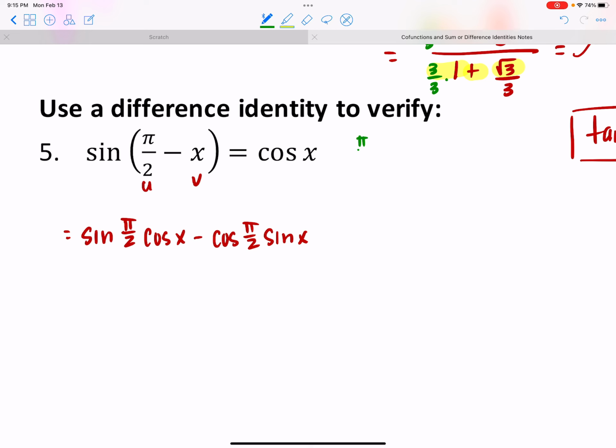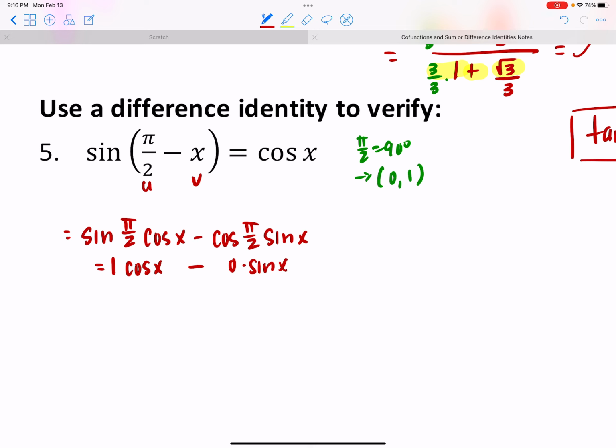remember that's 90 degrees. That intersects the unit circle on the positive part of the y-axis, so we go just up 1 unit. So if I wanted the sine of pi over 2 right there, that's just a positive 1. So that's going to be 1 multiplied by the cosine of x, which is going to have to stay cosine of x because I don't have the value for that variable, minus the cosine for pi over 2 is 0, and that's going to be multiplied by the sine of x.